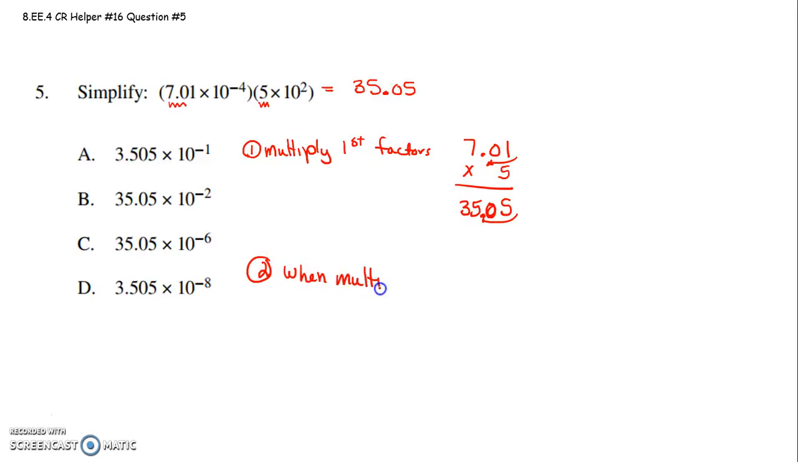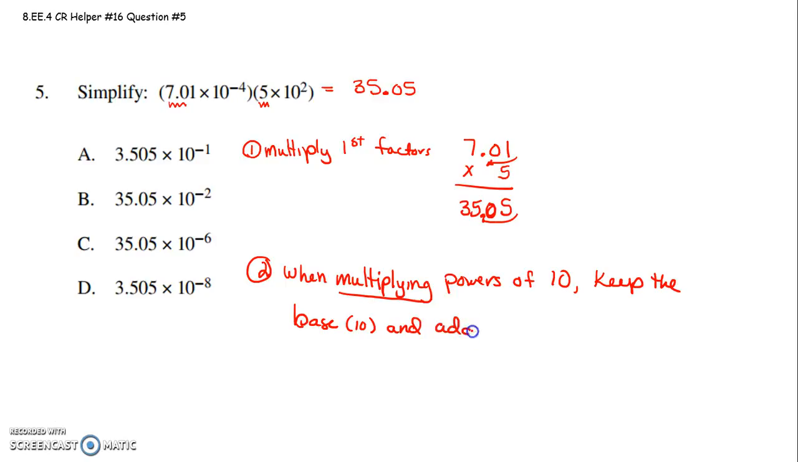Second step, when multiplying powers of 10. If you're multiplying, keep the base. Our base happens to be 10. And add the exponents. So my step 2 to figure out my second factor in the answer would be to take 10 to the negative 4th and multiply that by 10 to the 2nd.